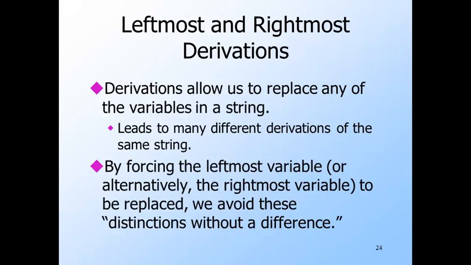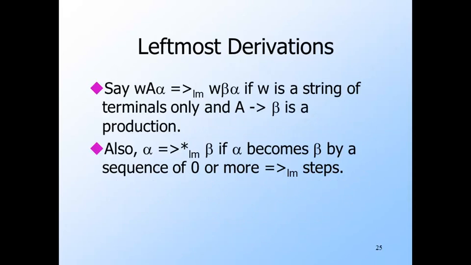We can restore some order to the world by requiring that a particular variable be replaced at each step, although we cannot demand that any particular production be used for the replacement. One reasonable rule is to require that the leftmost variable be the one replaced at each step. This rule restricts us to what are called leftmost derivations. Similarly, we could require that the rightmost variable be replaced at each step, and that gives us the rightmost derivations.